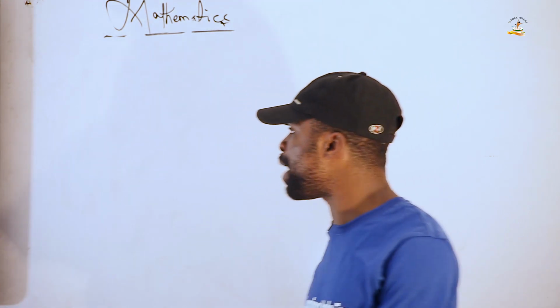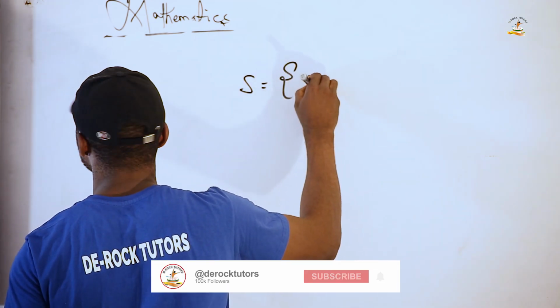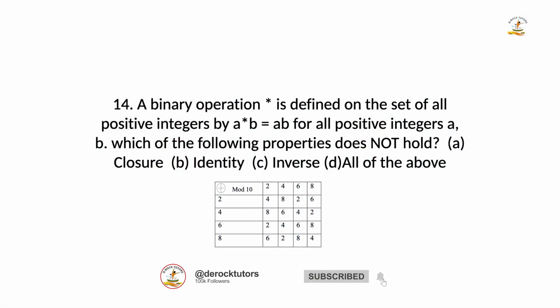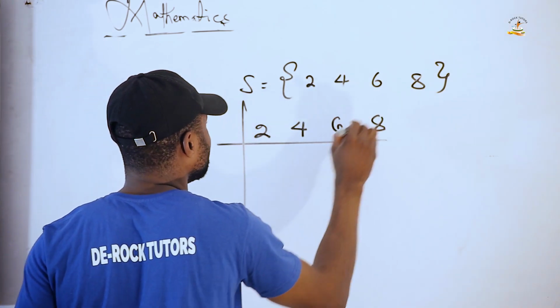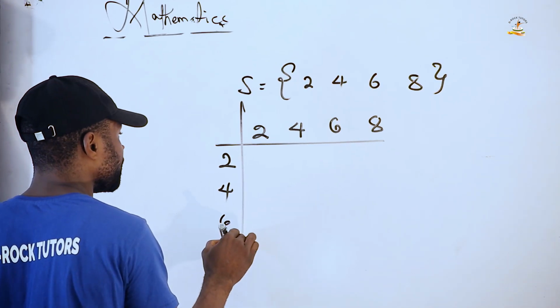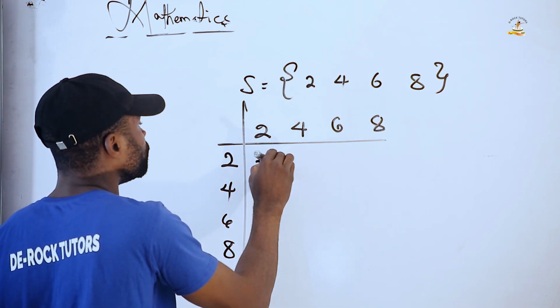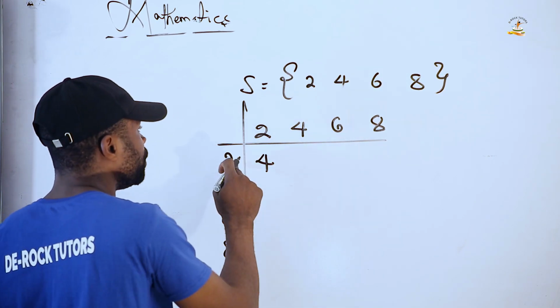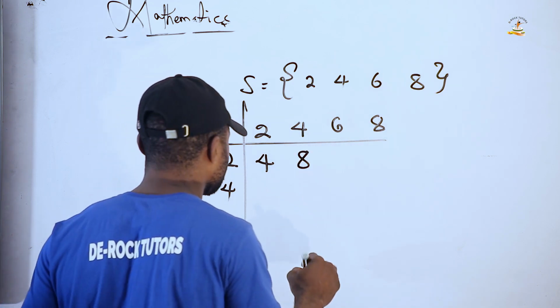On the table, the given set is 2, 4, 6, 8. And the table is prepared in mod 10 as follows: 2, 4, 6, 8. And we have 2, 4, 6, 8. This 2 times 2 is 4. You write it because it's still less than 10. 2 times 4 is 8. You write it because it's less than 10.